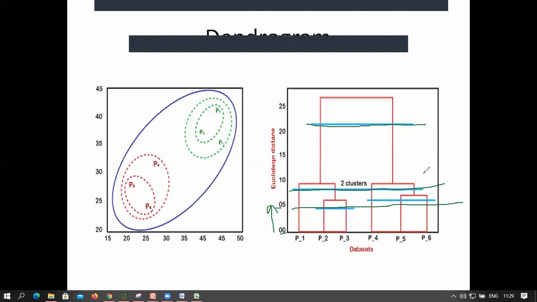Next, out of these, how many horizontal lines have I drawn? 3: 1, 2, and 3. Now you have to check the distance or the height of the vertical lines that are being cut by this horizontal line. Now this horizontal line is cutting these lines over here. Now what is the length of these vertical lines?